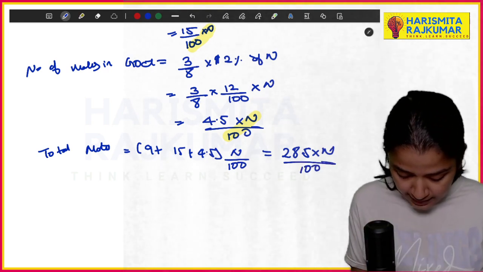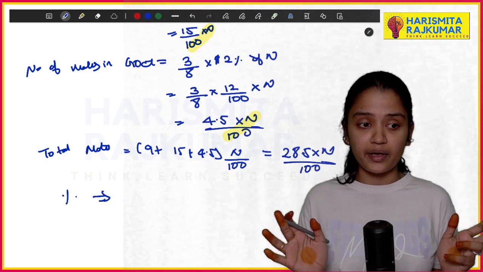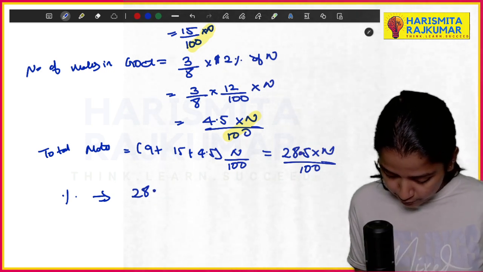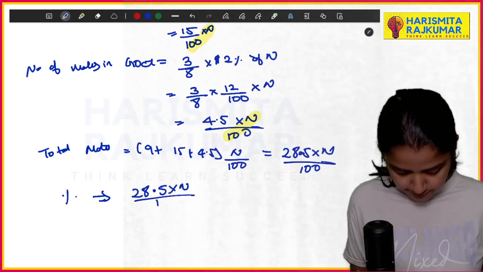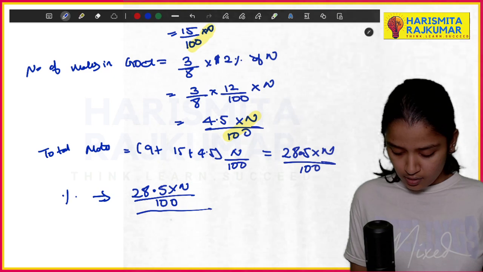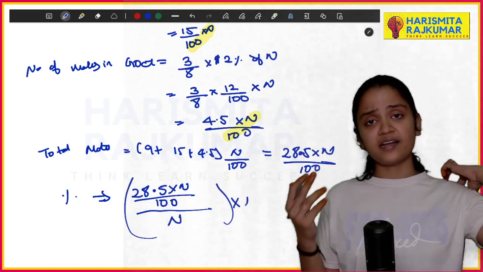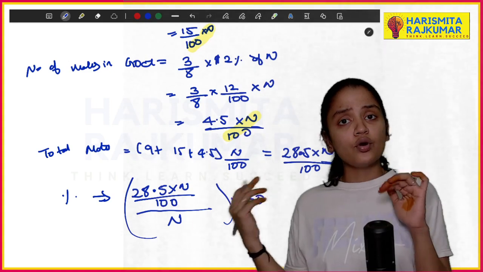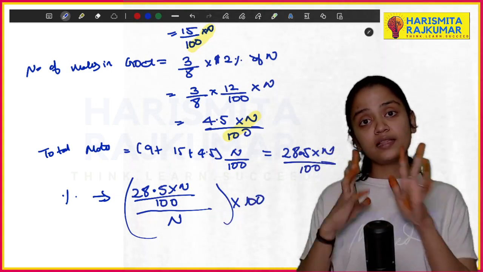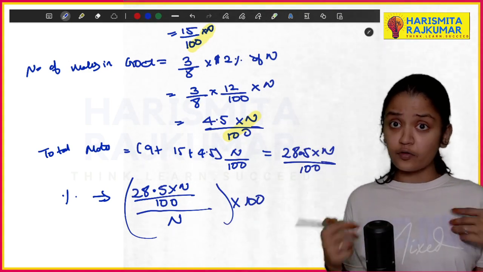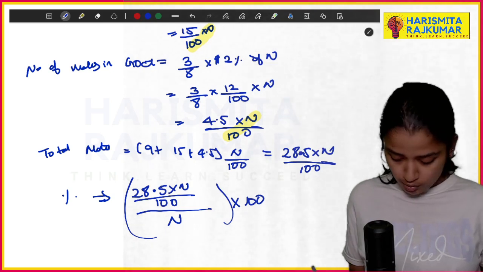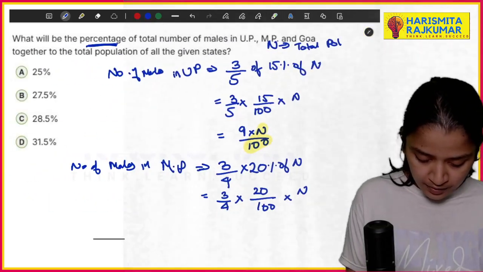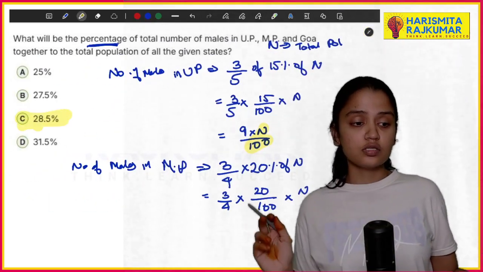Now the percentage required. Generally, percentage required is the number given divided by the total number into 100. They are finding the percentage of males in the total population, so it is 28.5 into N by 100 divided by N, into 100. When you calculate this, you get 28.5 percent. Your answer for this question is 28.5.